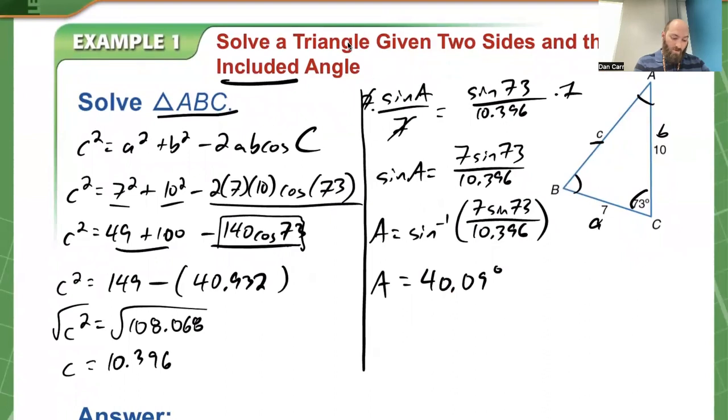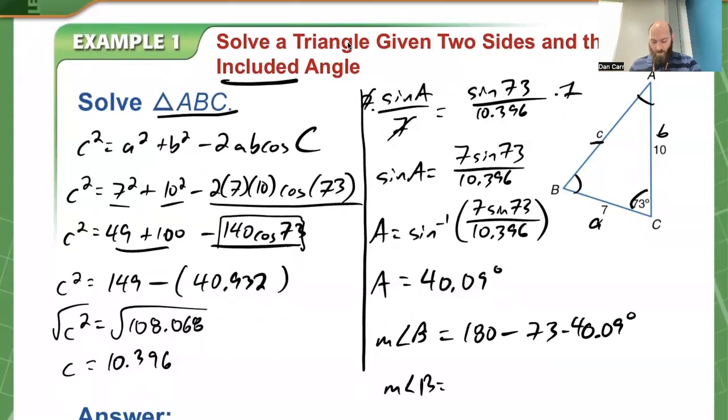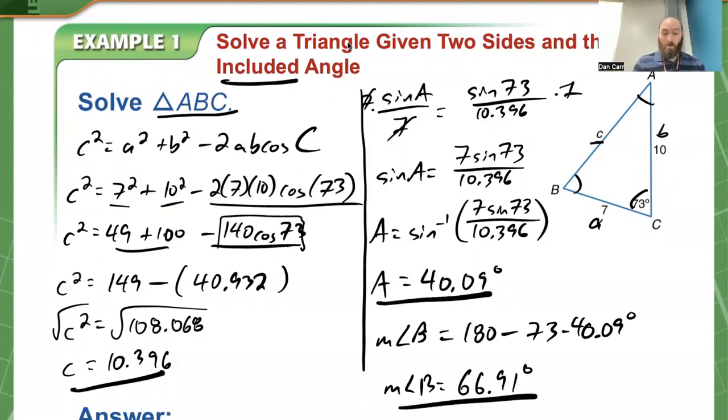Okay, now I don't have to do law of sines again to find angle B. We have two angles, so I'm just going to do the measure of angle B is equal to 180 minus 73 minus 40.09. So the measure of angle B is going to be 180 minus all that, and I get 66.91 degrees. Okay, so I have all my missing pieces now. I have side C, angle A, angle B.